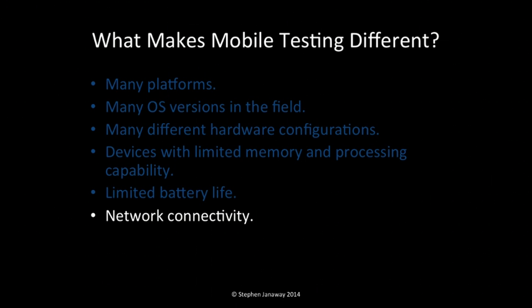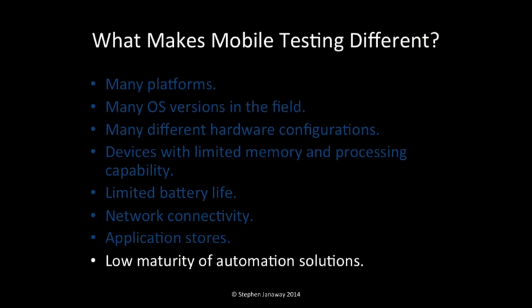They connect to the network. The network is not always 100% reliable. There are different ways of connecting to the network, maybe cellular or over Wi-Fi, for example, or Bluetooth in some cases. And users download these applications from application stores, and there are many different application stores to download from, and even that piece of functionality of download and install and uninstall is relatively unique in terms of speed for mobile. And then finally, automation solutions are not where they are in the desktop world and the web world for mobile yet. And I will talk a lot more about that towards the end of the webinar.